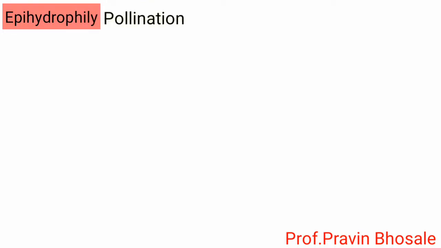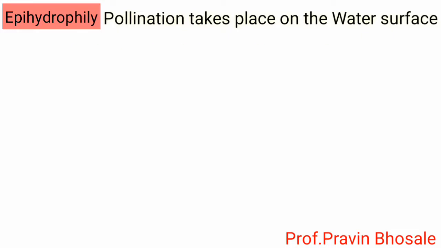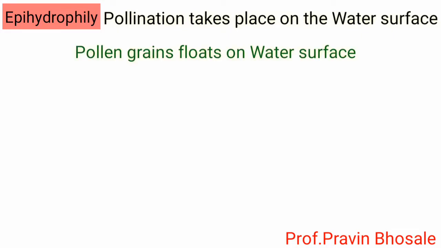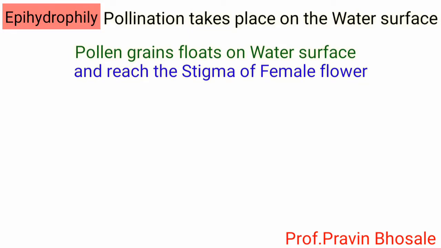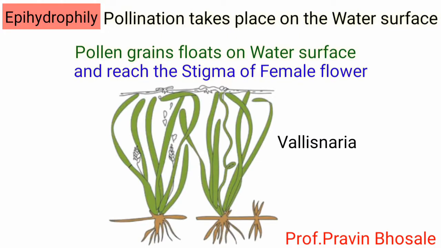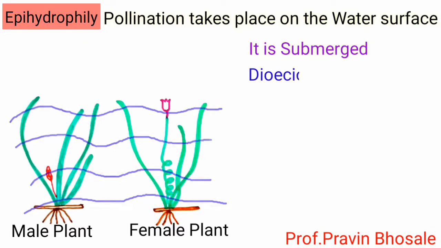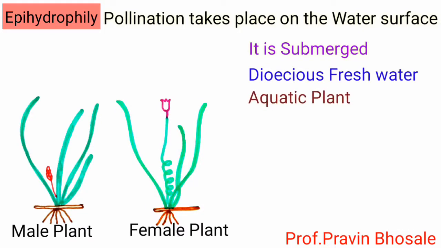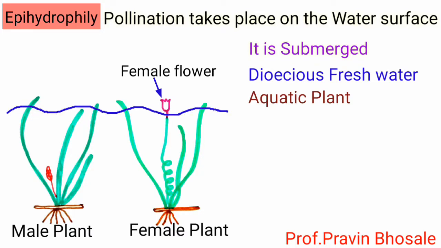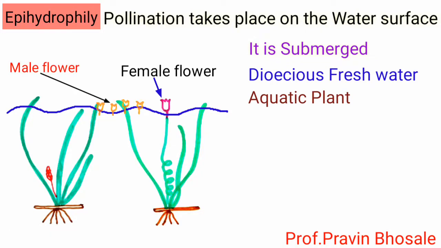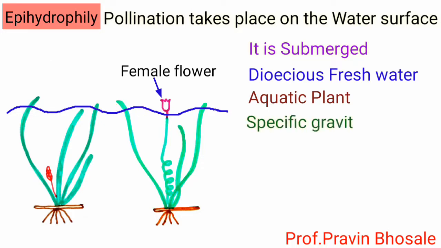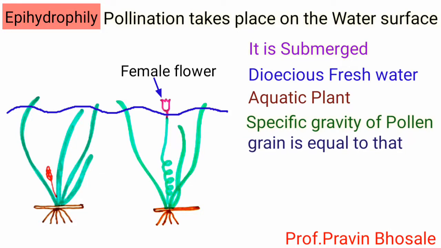Epihydrophily: pollination takes place on the water surface. The pollen grain floats on the water surface and reaches the stigma of the female flower. Example: Vallisneria. It is a submerged dioecious freshwater aquatic plant in which the female flower reaches the water surface temporarily to ensure pollination, and the male flower floats on the surface of water. Specific gravity of pollen grain is equal to that of water. That is why they float on the surface of water.